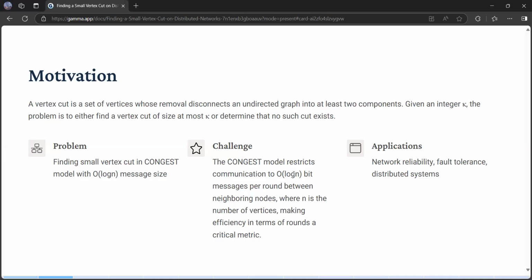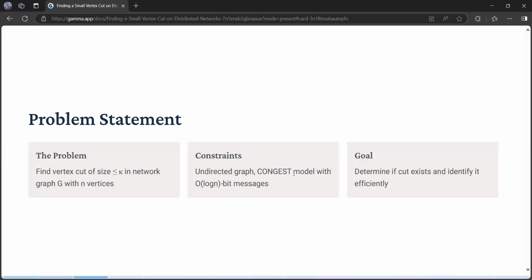So, moving on to the problem statement. Given a network graph G with n vertices, we need to find a vertex cut of size at most k. The graph is undirected, and we are working in the congest model with O(log n) bit messages. Our aim is to determine if such a cut exists and identify it efficiently in terms of rounds. This sets up the technical challenge we are tackling.